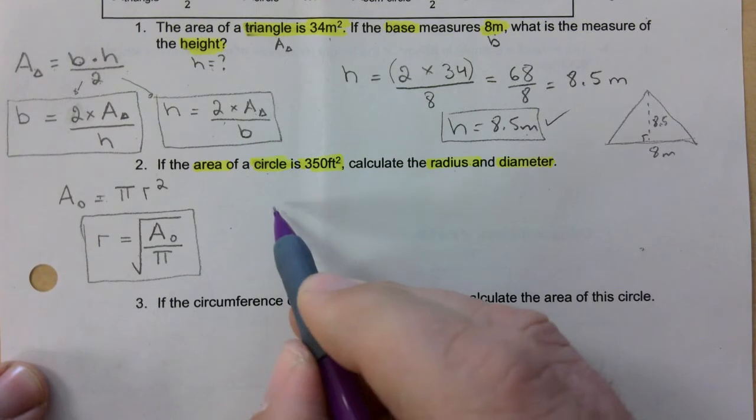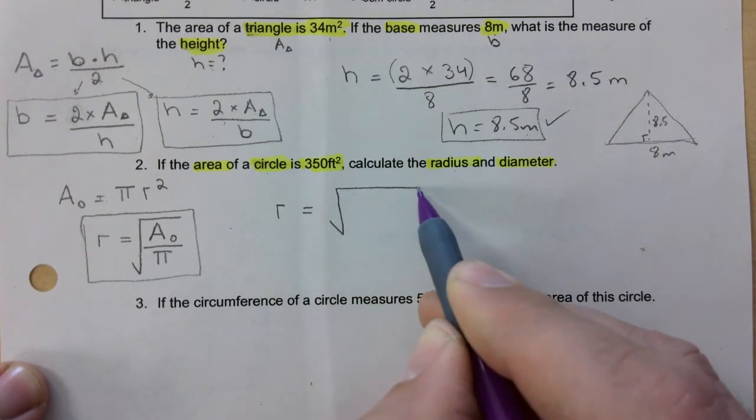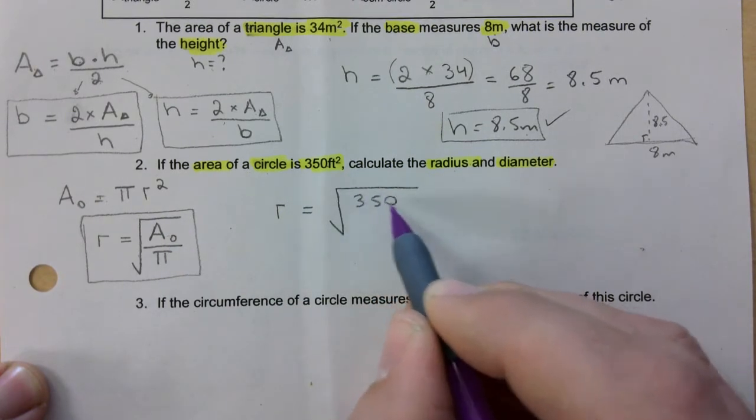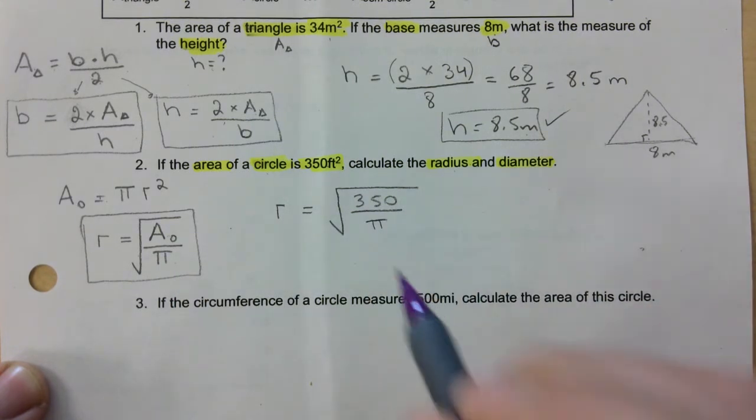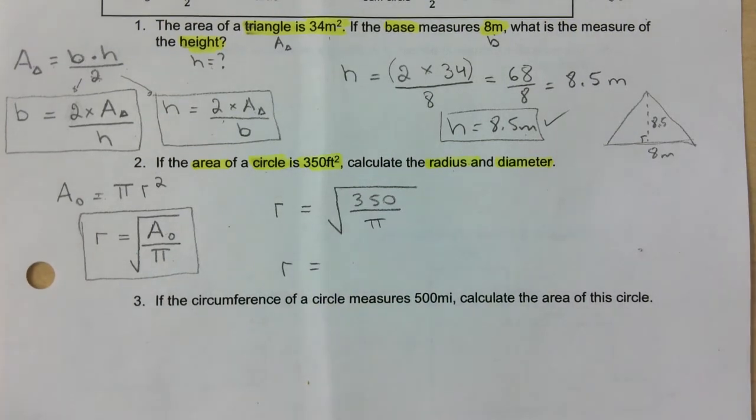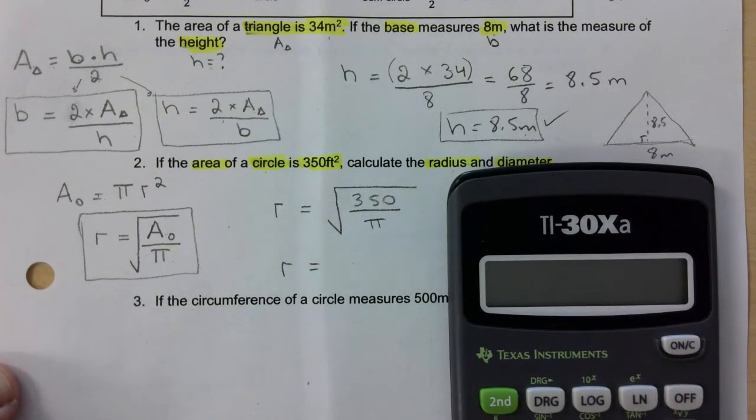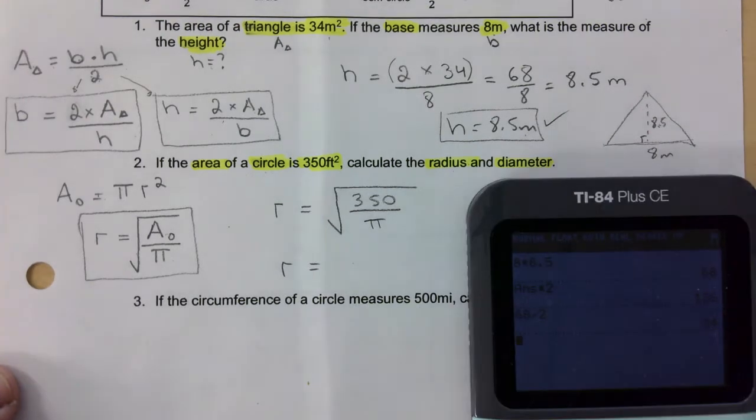So we're going to find the radius first. The radius is the square root, make a big square root like that, of the area of the circle, 350, divided by pi. Pi is just pi, right? But calculating this is the tricky part, okay? I don't have my good calculator here, so I'm going to try one that isn't as good. Oh, it's dying on me. Never mind. I'm going to use my other one.